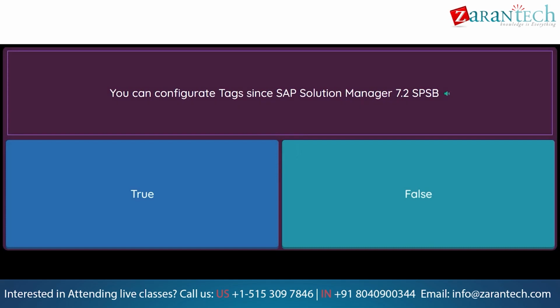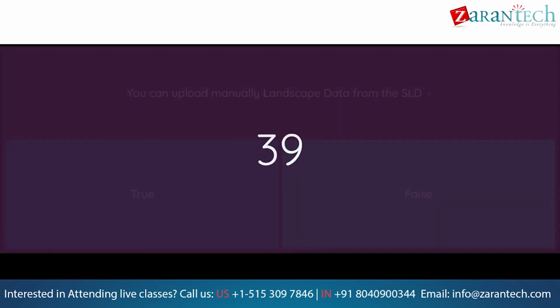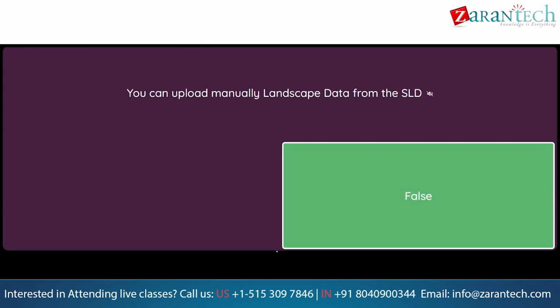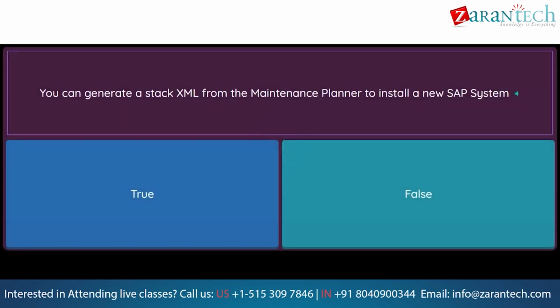Question: you can configure tags since SAP Solution Manager 7.2 SPS8. Option 1 true. Option 2 false. Question: you can upload manually landscape data from the SLD. Option 1 true. Option 2 false. Question: you can generate a stack XML from the maintenance planner to install a new SAP system. Option 1 true. Option 2 false.